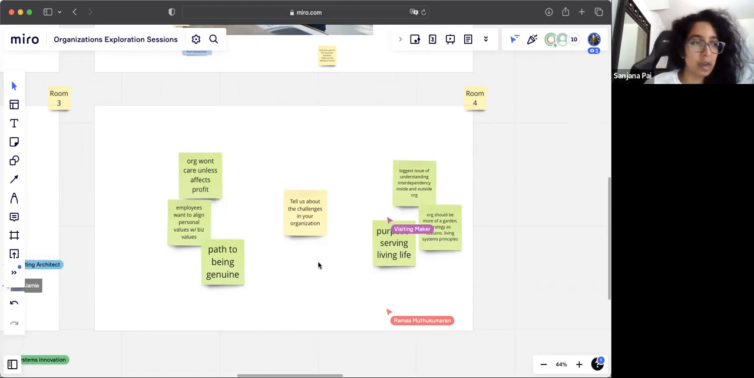We also talked about how organizations might not care about shifting to a systemic approach, or to more of a garden, unless it affects profits in some way, and hopefully getting on the path of being more genuine, where they might try to cultivate a garden for profit but eventually start to value the garden itself. And having employees work in a more democratic way, or bringing in employees' values, as a way of making that transition.